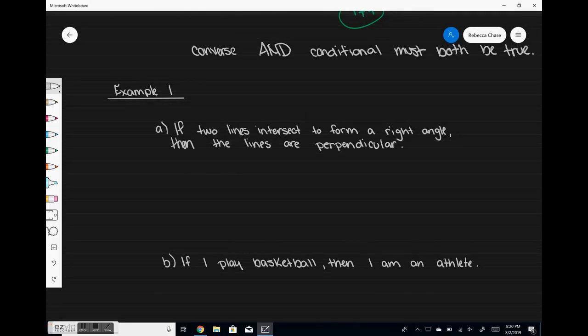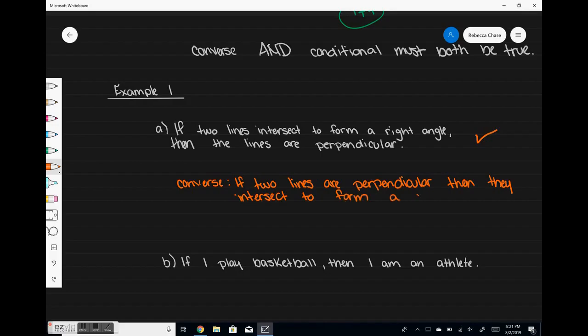If two lines intersect to form a right angle, then the lines are perpendicular. So that's our conditional. So we look, okay, is our conditional true? So if two lines intersect and make a right angle, do we call them perpendicular? Yes, that is true. All right, so then I'm going to look at my converse. So we have to make the converse, which means we have to flip it. So if I make the converse, it would say: if two lines are perpendicular, then they intersect to form a right angle.